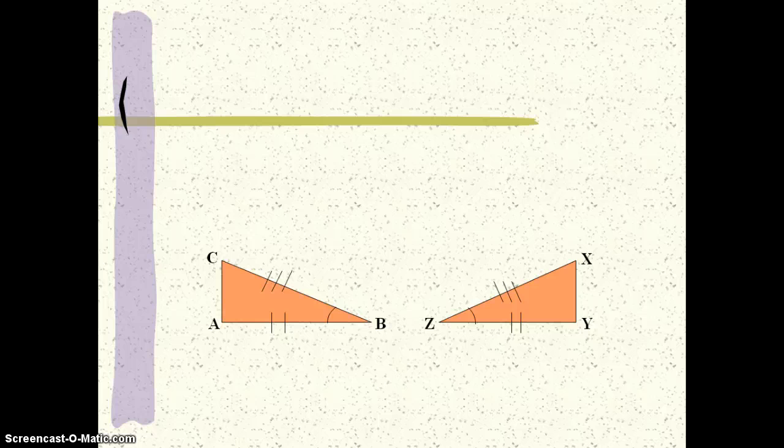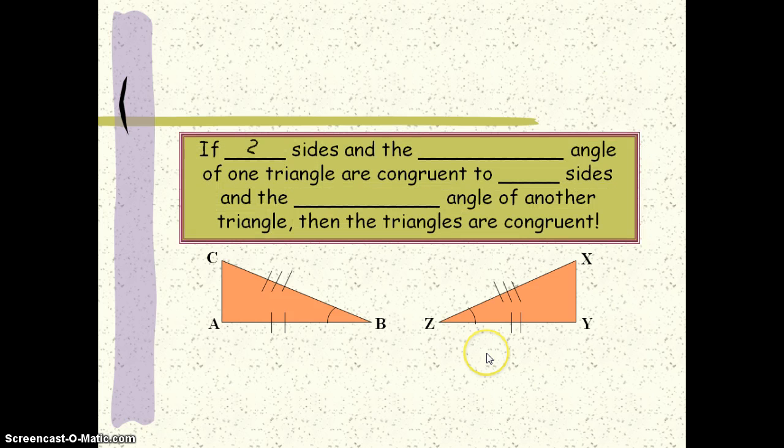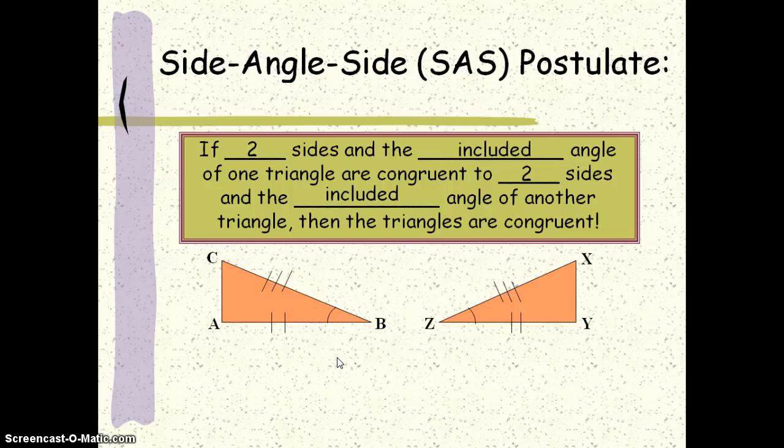Now let's look at another way to show that triangles are congruent. On this triangle, we have side CB being congruent to side XZ, angle B and angle Z, and AB and ZY are congruent. If two sides and the included angle of one triangle are congruent to two sides and the included angle of another triangle, then the two triangles are congruent. So B and Z are the included angles because they're between the two congruent sides. This is going to be the side angle side postulate. We abbreviate it as SAS.